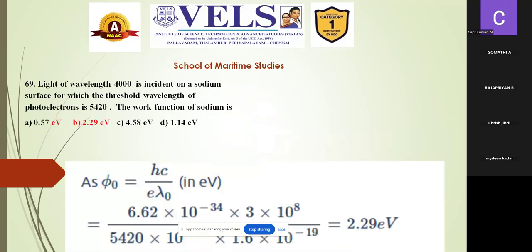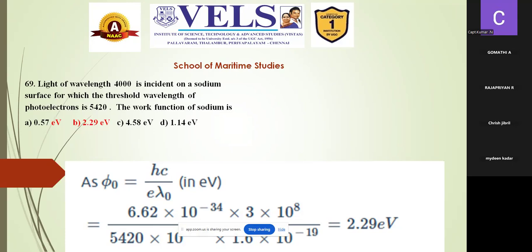Light of wavelength 4000 is incident on a sodium surface for which the threshold wavelength of photoelectrons is 5420. What will be the work function of sodium? The same formula, phi naught is equal to hc by e lambda naught. h is the Planck's constant.